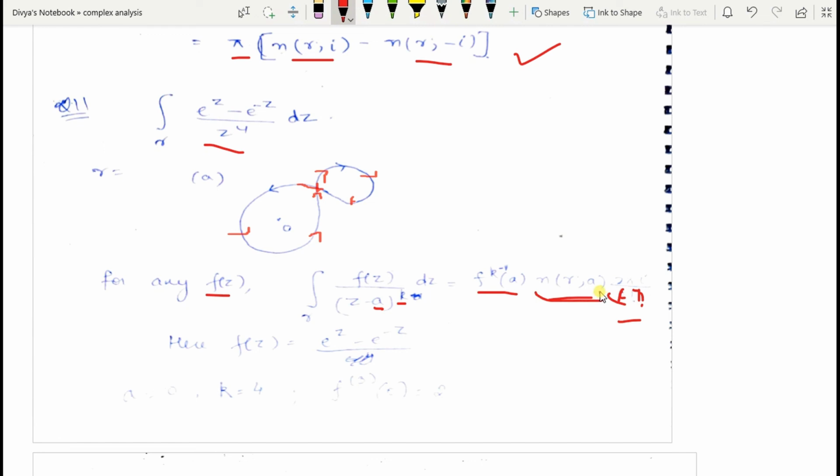Yes, it is. Now that means the index of gamma with respect to a is important. The function is known, and its derivative we can easily find. Here k is equal to 4, so we have to find the derivative up to the third derivative, and the point a is 0. So the main point is we have to find this index of gamma with respect to a.